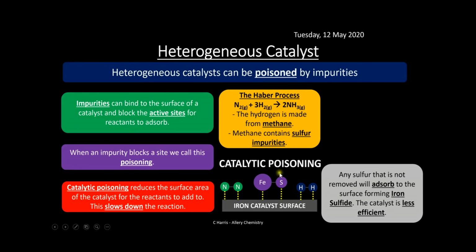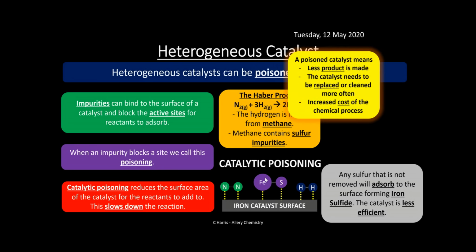So you can see here's our iron sulfide. This is the nitrogen and hydrogen. These are the reactions I want adhering to the catalyst surface. But now we've got this, which is stuck to the surface, and we can't do any reactions on this bit of the catalyst because we've got an impurity there. So this is what we mean when we say we've got catalytic poisoning.